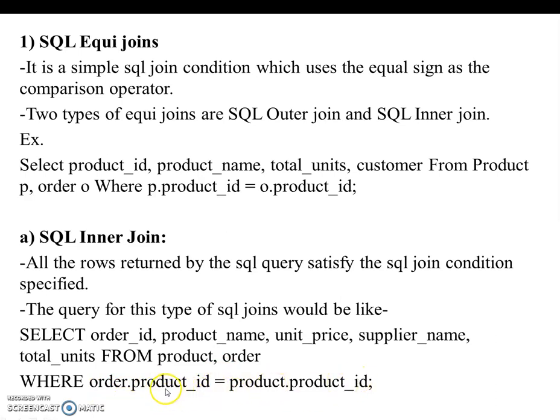That means the product ID column from this order table must wholly match the product ID of the product table. And in inner join you can specify the equal column from both tables using the table names followed by a dot operator. So here order is a table name followed by the dot operator and a common column, equal to again the table name, then dot operator, column name. The result will be displayed if it matches this condition, and this is inner join.